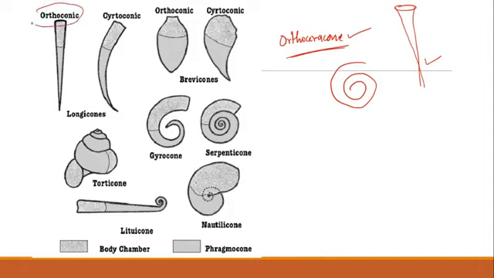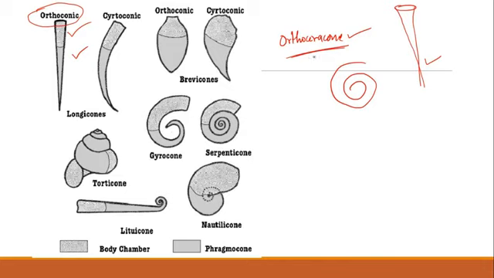Have a look, this is an orthoconic shell. This is straight. You aren't finding any coiling over here. This shaded dotted part is your body chamber, where your animal resides, and this gray part is your phragmocone. All right, so this is straight.